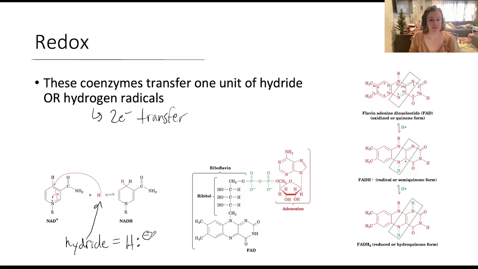On the other hand, FAD or FADH2 does the two electron transfer one at a time through what is thought to be two hydrogen radicals. Again, it is able to do this because the structure is resonance stabilized. And the hydrogen radical is a hydrogen atom with a single unpaired electron.